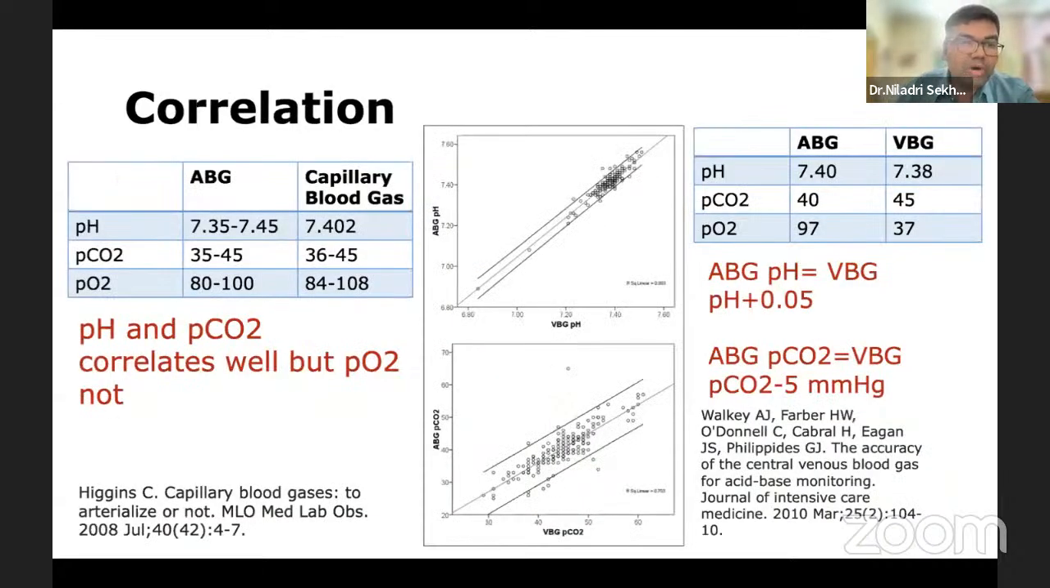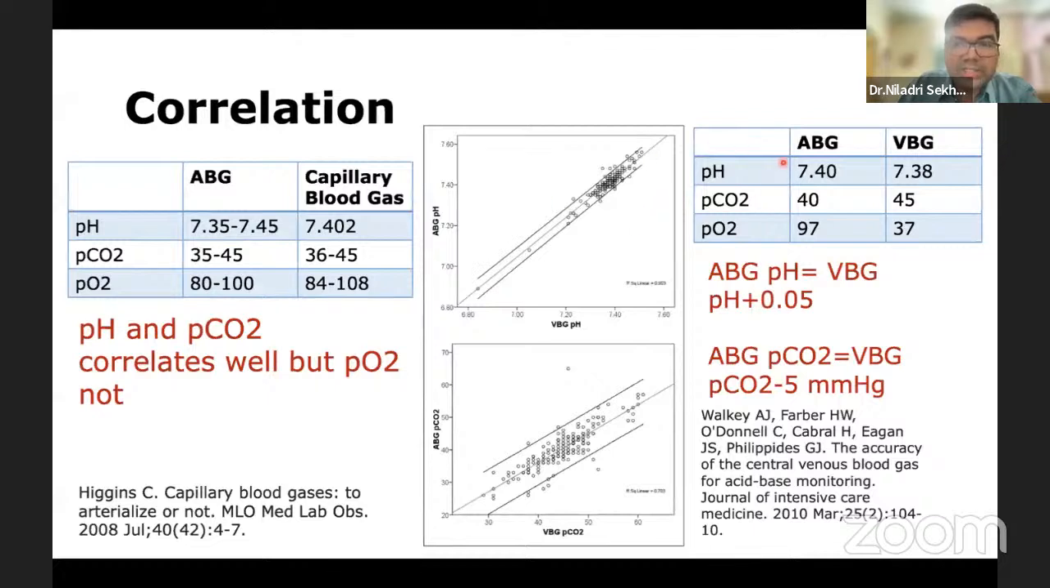So what is the importance of this slide? How will you know which one to take? There is a study which showed the correlation between arterial and capillary blood gas. They showed that pH and PCO2 correlate well with arterial blood gas, but PO2 usually does not correlate. So if you suspect some problem in the lungs where the PO2 might be affected, it is better to go for the arterial gas rather than the capillary blood gas.